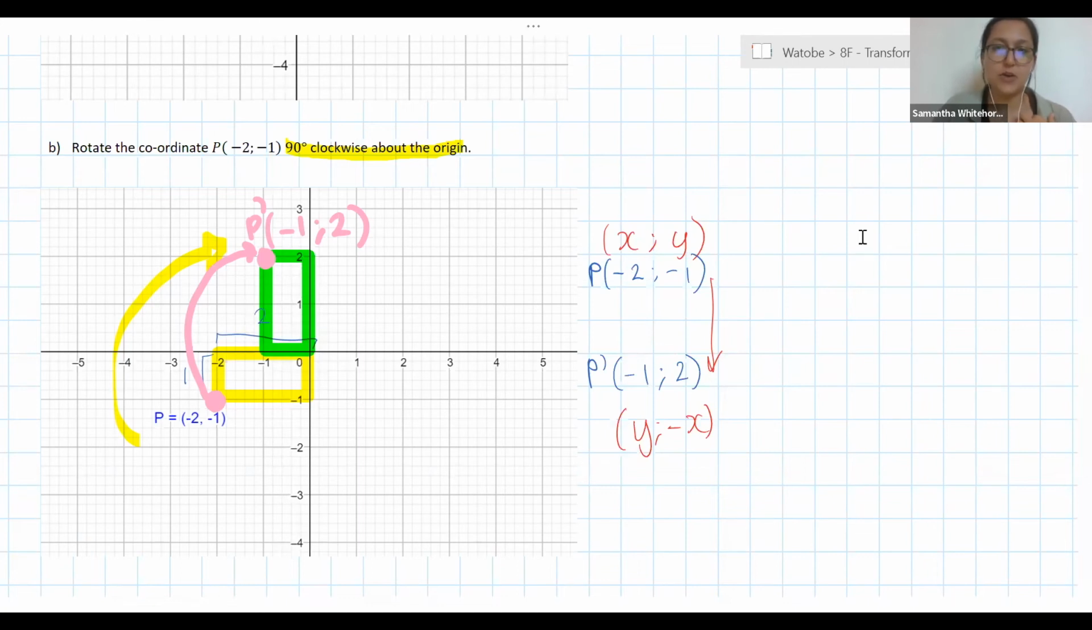Okay, Mohammed, I can see your hand up again. Do you have a question? Yes, ma'am, I have a question. On this clockwise something, do we reflect or we're not reflecting on this one? No, we're not reflecting. So basically what we're doing is we are rotating a point.